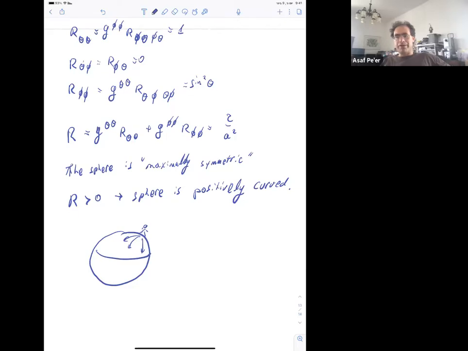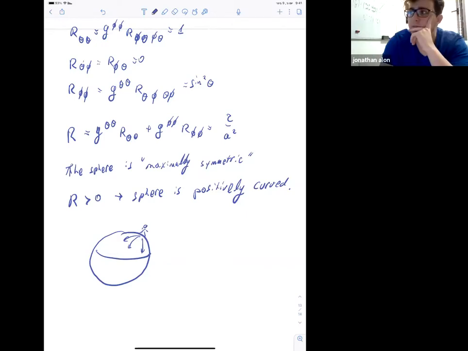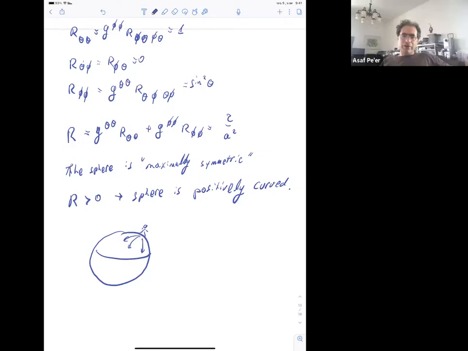Can you imagine what a negatively curved space would look like? It would go like a ball. No. If we're inside the sphere, maybe? No. Negatively curved means it will curve in different directions. It will curve in different ways.